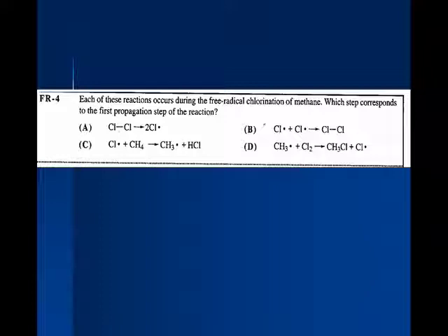Which of these reactions occurs during the free radical chlorination of methane? Or each of these reactions occurs in the free radical chlorination of methane. Which step corresponds to the first propagation step of the reaction? Propagation step. So what can we eliminate? We can eliminate the first one, A, because it is an initiation step, and we can eliminate B because it is a termination step. That leaves us with C and D.